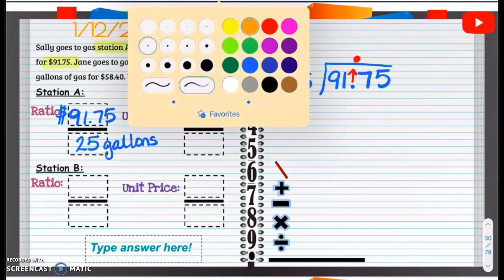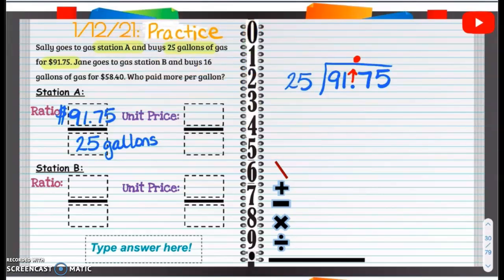25 can go into 91, 3 times. 25 times 3 is 75. We're going to subtract. That 9 becomes an 8 to make that 1 an 11. 11 minus 5 is going to be 6. 8 minus 7 is 1. We're going to drop down that 7. So now we have 167. Let's see, I think it can go in 5 times. No, 6 times. 25 times 6.